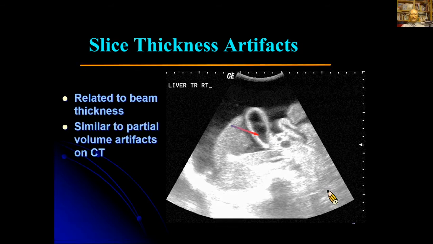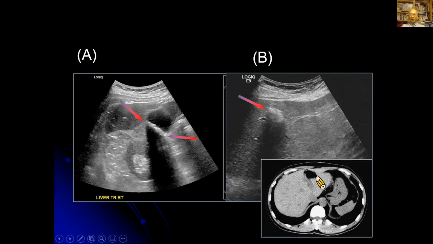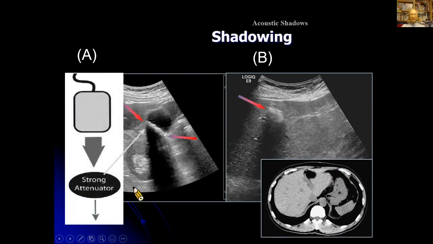Everybody knows this, because that's caused by typical acoustic shadows from gallstones. But how about this? There's a larger hyperechoic structure with acoustic shadows. Could be an intrahepatic stone, but actually not. It's fat. So a lipoma can cause this kind of acoustic shadow because of the strong attenuator.